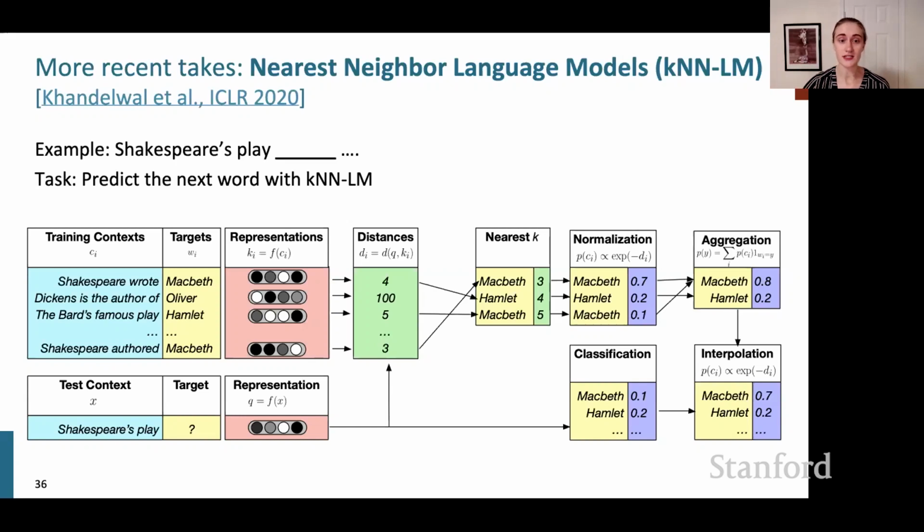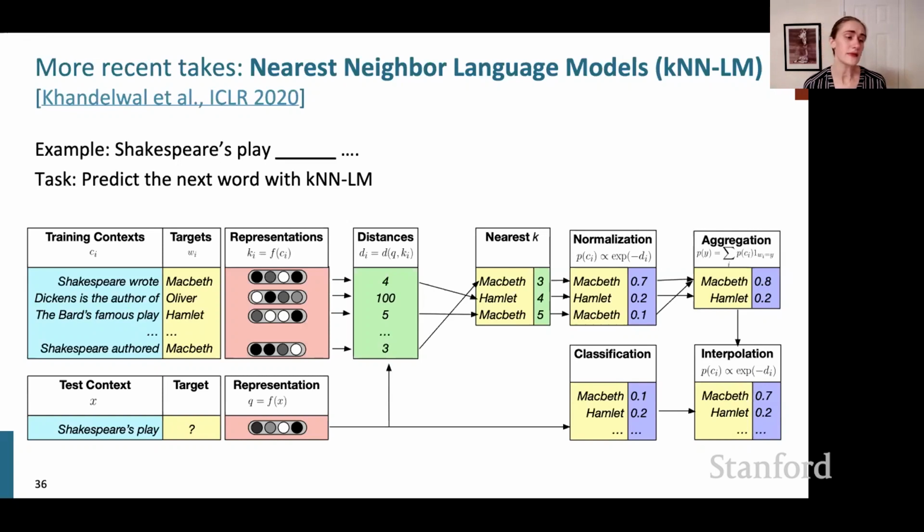They have a normalization step where they convert this to probability space. Then finally, they have an aggregation step. If a word is seen as the next word in several of these k nearest neighbors, then it should count for more. That's why they aggregate: they see Macbeth twice, so Macbeth is more likely. And finally, they have this interpolation step where they try to balance between the classification probabilities from the language model and from the KNN approach.